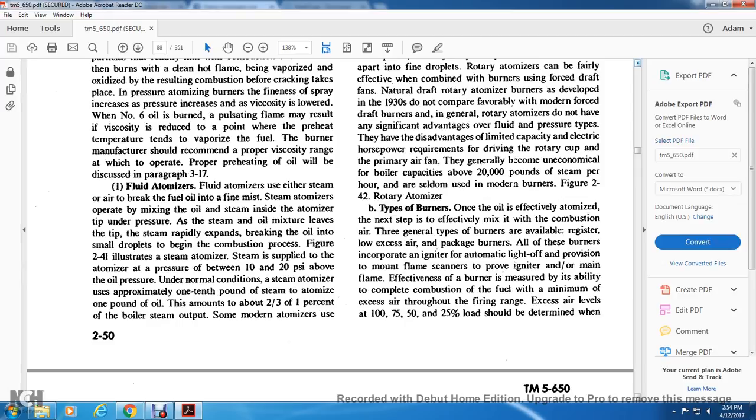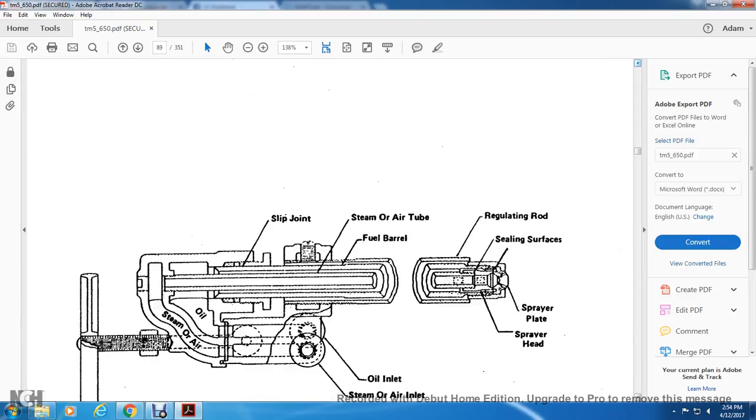The effectiveness of a burner is measured by its ability to burn the fuel completely with minimum excess air throughout the firing range. Excess air levels at 100, 75, 50, and 25% load shall be determined.